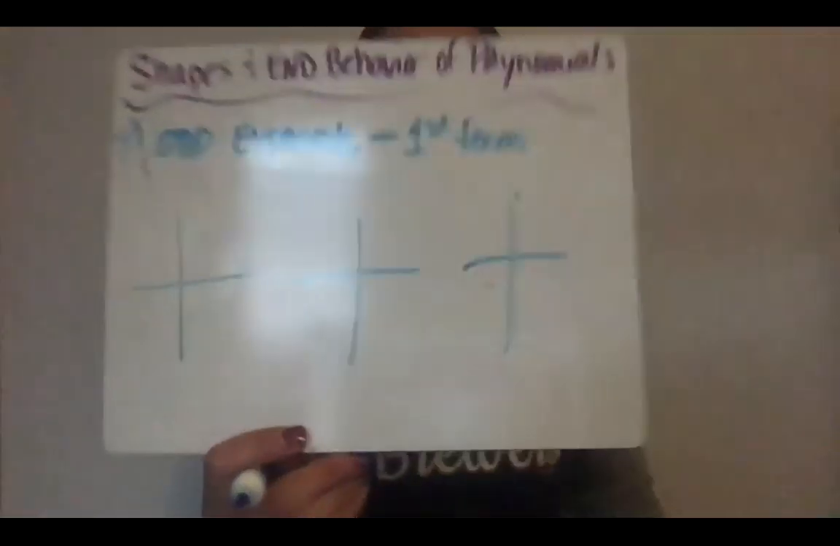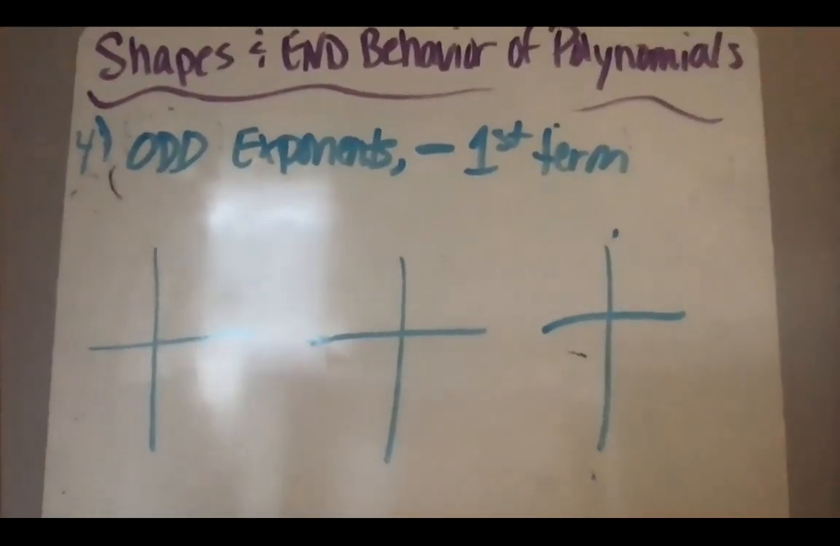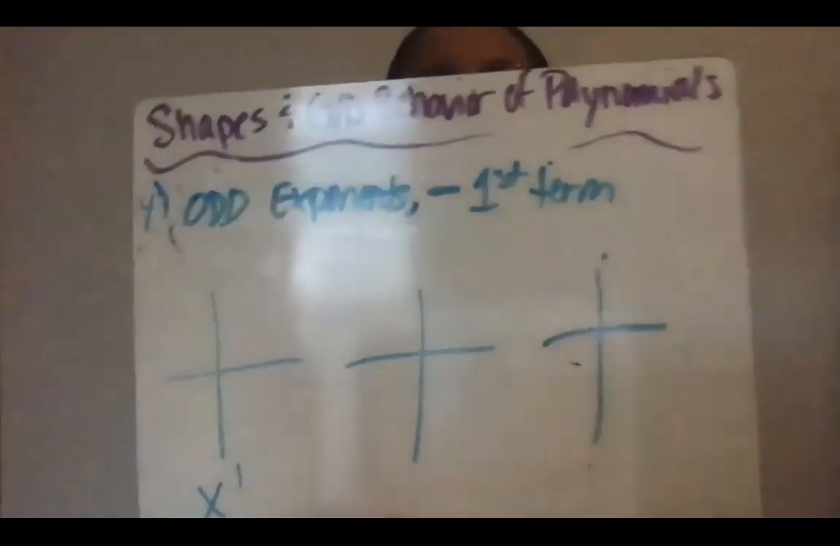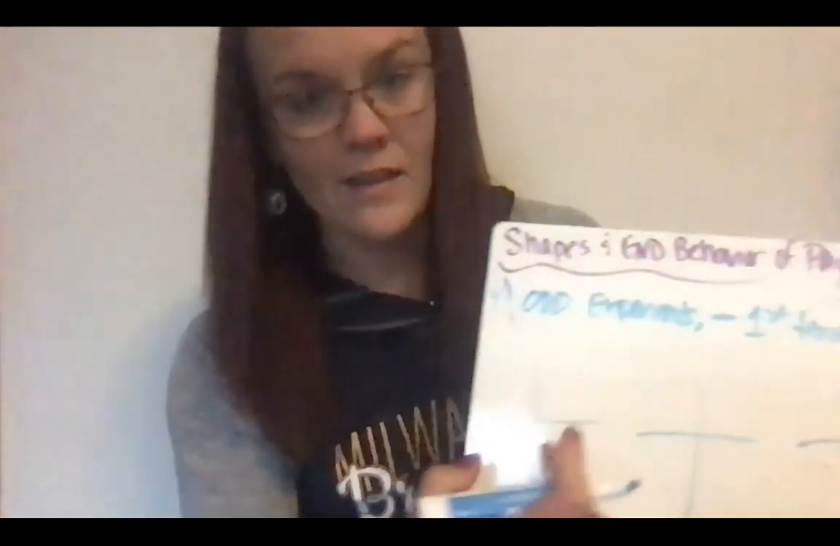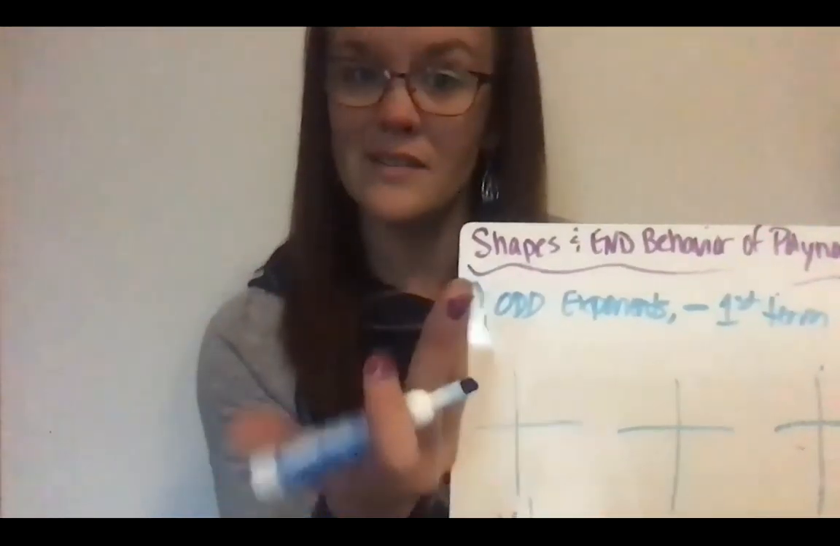Okay, so go ahead if you want to draw your 3 graphs again. Odd exponent, negative first term. Do you remember with a line, we're going to start with x to the 1st, or just a good old line. So what happens if I put a negative in front of my line? Remember, my first line was going like this. Okay, it reflects. If you remember, it reflects.